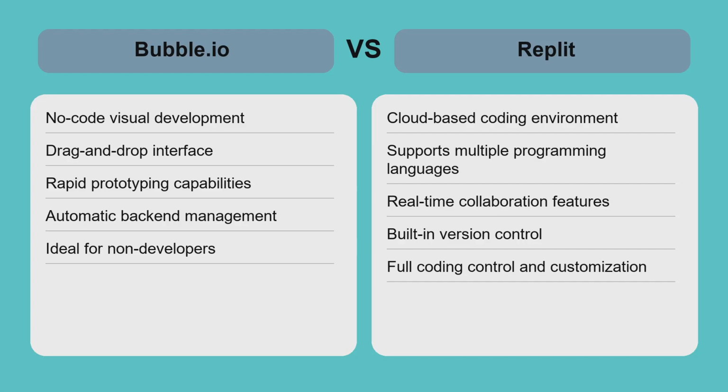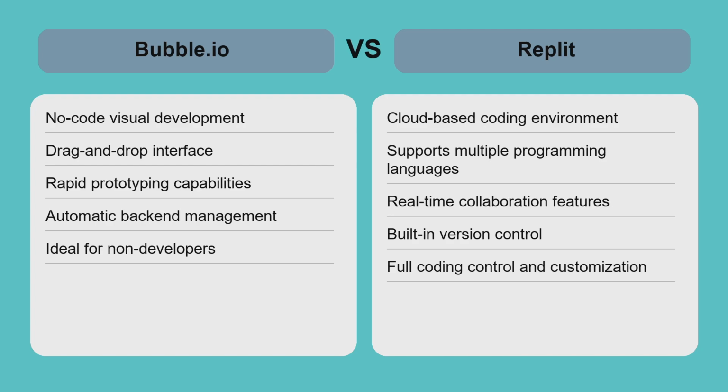Comparing Bubble.io and Replit highlights different approaches to app building. Bubble.io offers a no-code visual experience perfect for quickly launching apps without programming skills, ideal for startups or solo creators. Replit provides a robust coding environment for developers needing full control and customization, supporting multiple languages and collaboration. Bubble simplifies backend management but limits deep customization, while Replit demands coding expertise but delivers greater flexibility.